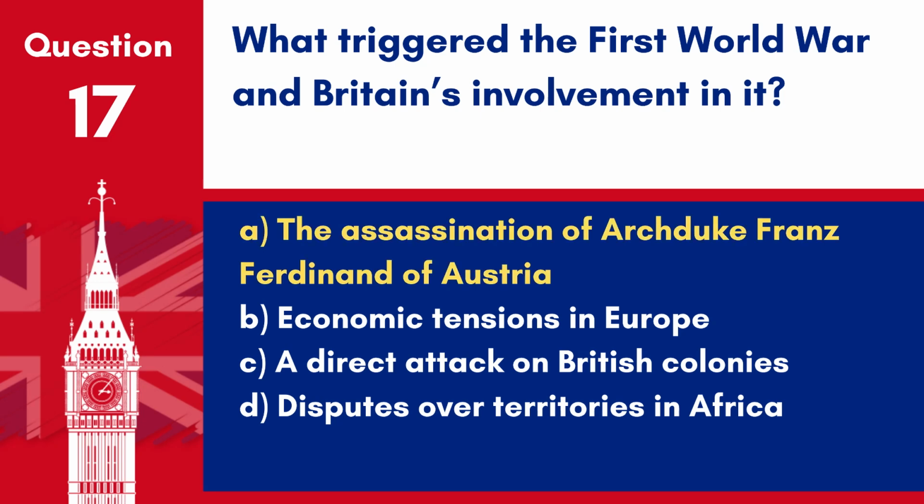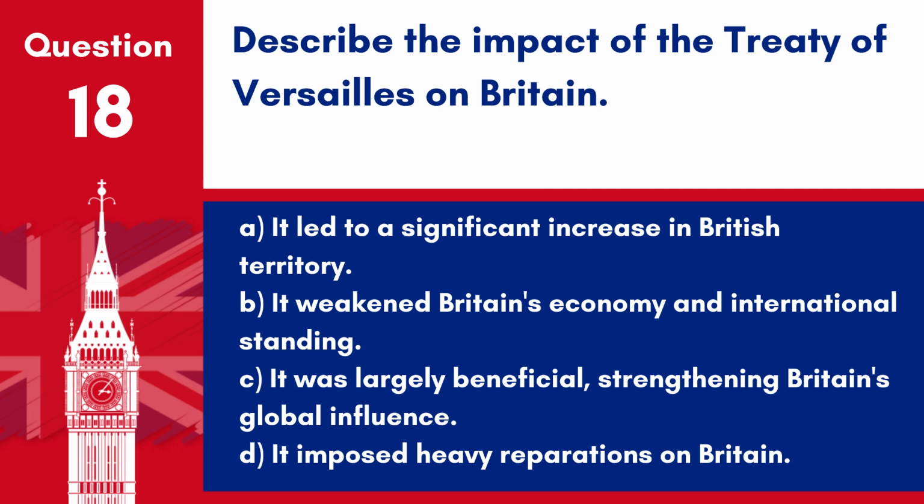Answer: A. The assassination of Archduke Franz Ferdinand of Austria. While the assassination in 1914 triggered the war, Britain became involved due to its obligations to defend Belgium under the Treaty of London and to counter the threat posed by the German Empire. Question 18. Describe the impact of the Treaty of Versailles on Britain.